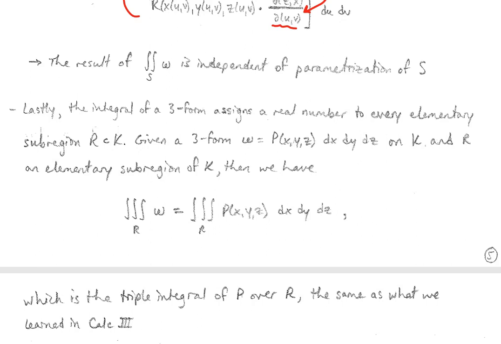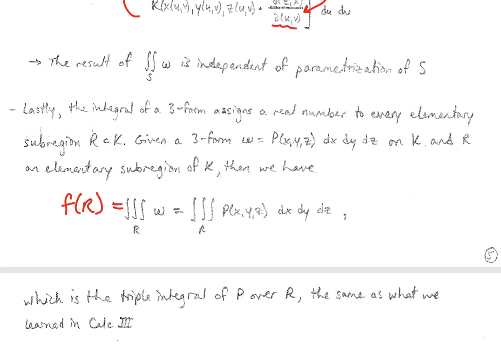And this formula should look really familiar. You've seen this in a previous class. This is just the basic triple integral of a function of x, y, and z over some 3D region, over some elementary subregion. So this is exactly what we talked about back in Calculus 3. But again, from Calculus 3, we know that this result is going to be a real number. So we can look at the integral of a 3 form over a subregion as a function of capital R.